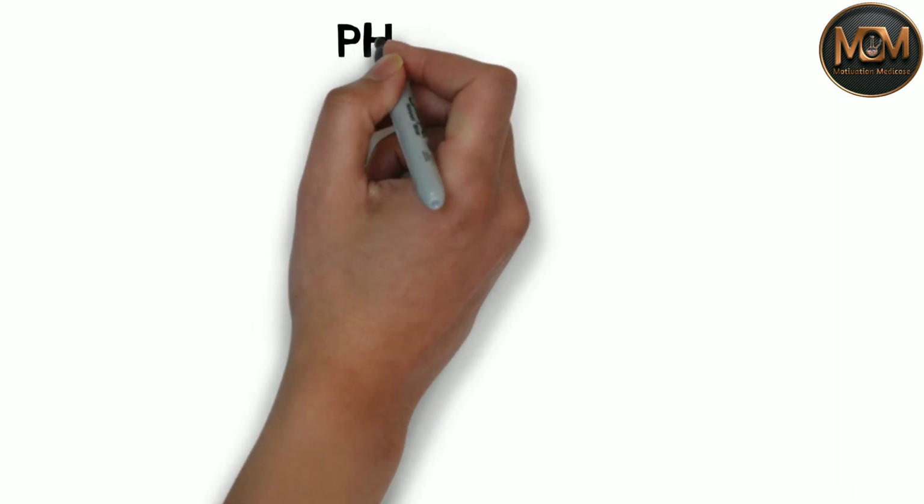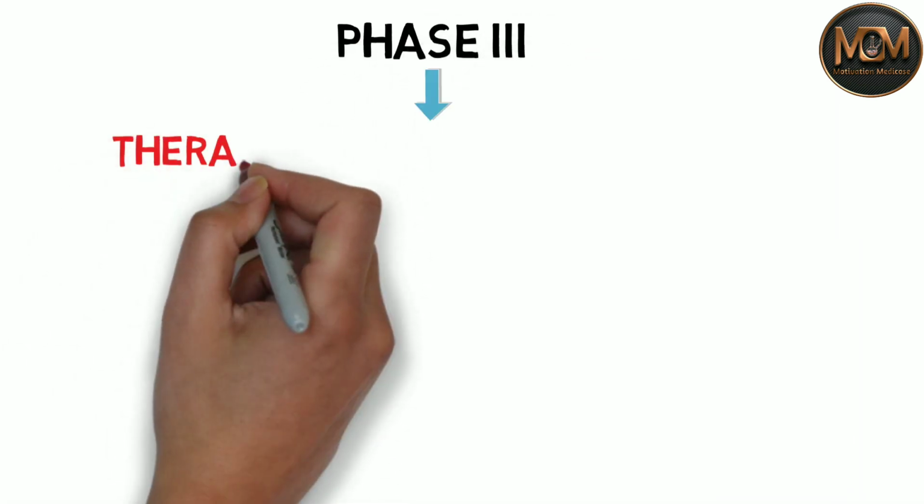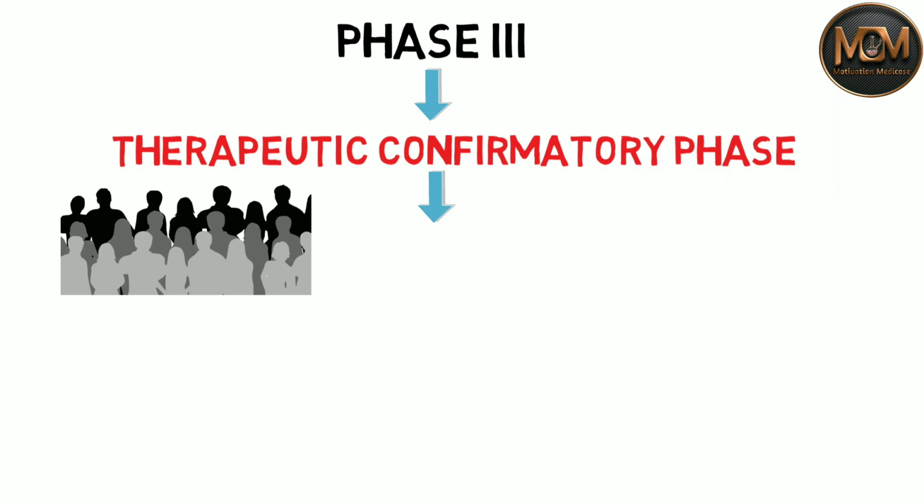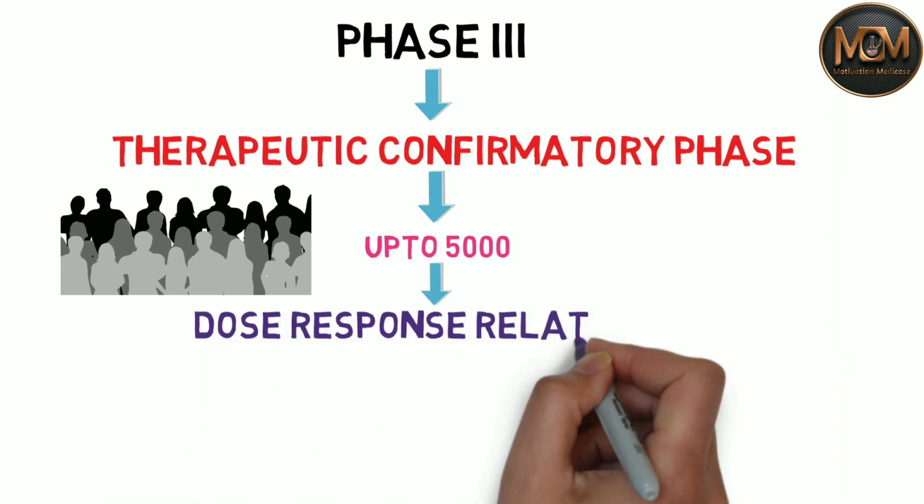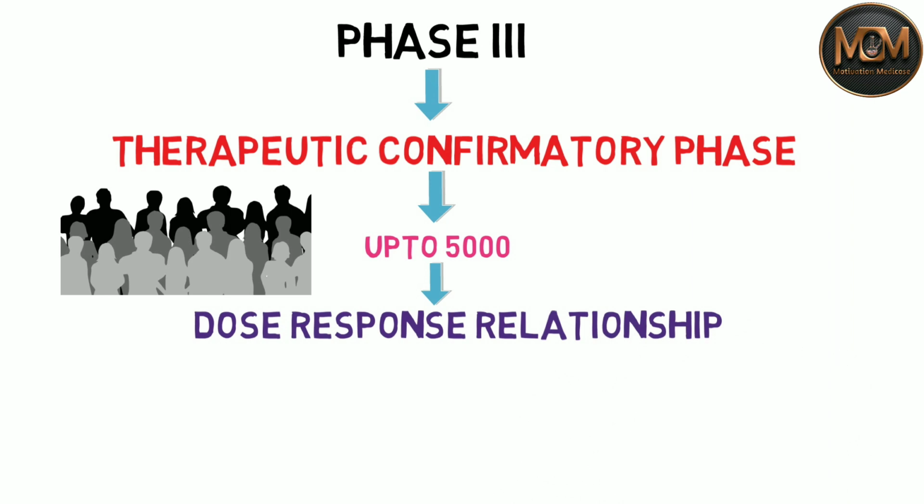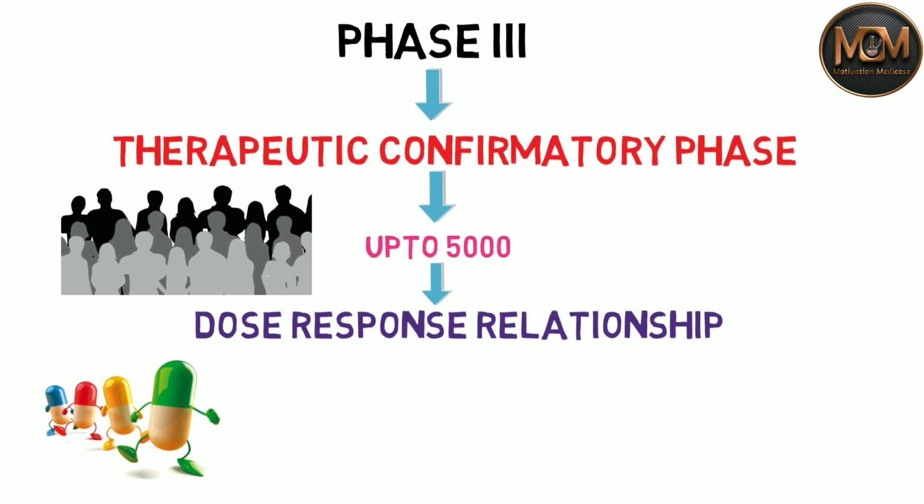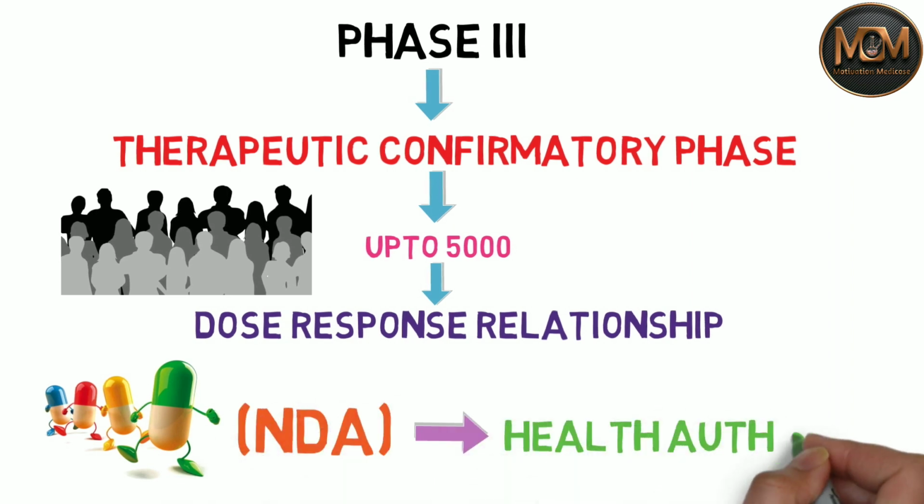Now let's take the phase 3, or we can say the therapeutic confirmatory phase. So it is conducted on up to 5,000 patients with targeted disease. Through this phase, researchers gather more information about safety and efficacy of the product and also determines the dose response relationship as well. It investigates the real side effects. Once the successful outcomes are achieved from phase 3, now the manufacturers are able to submit new drug application, or we can say the NDA, to health authority for approving the product.